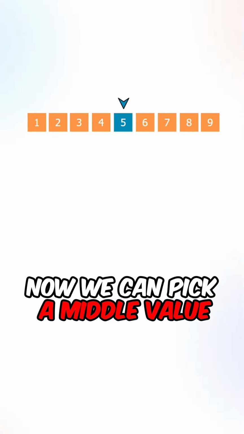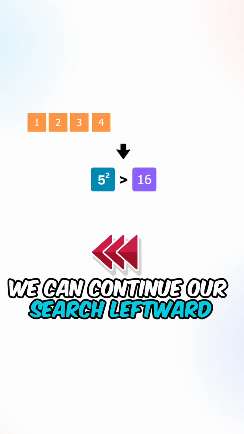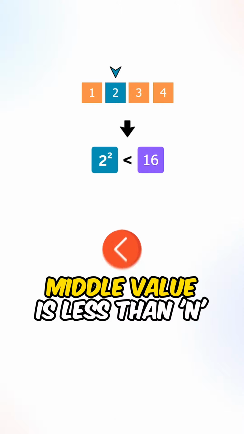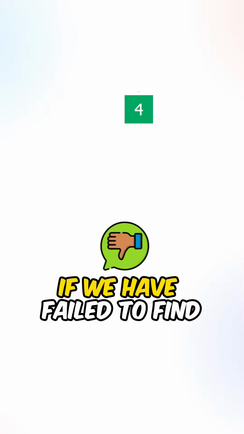Now we can pick a middle value. If the square of the middle value is greater than n, we can continue our search leftward. If the square of the middle value is less than n, we can continue our search rightward. We can now repeat the process to find the square root of n. If we have failed to find the square root of n, we can return false.